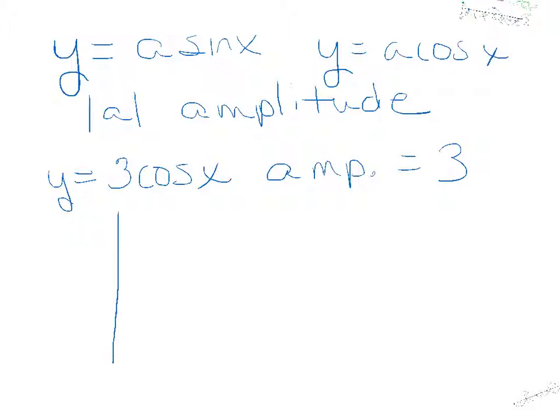Will the amplitude be kind of like the range? Yes, it changes the range. Whereas when we had y equals cosine of x, the range was negative 1 to 1, what do you think it's going to be for 3 cosine x? Negative 3 to 3. Good.